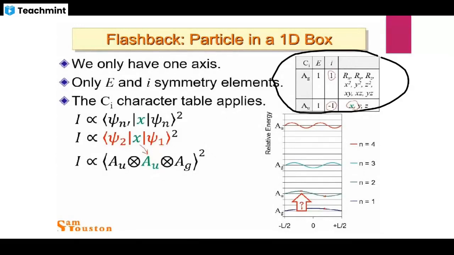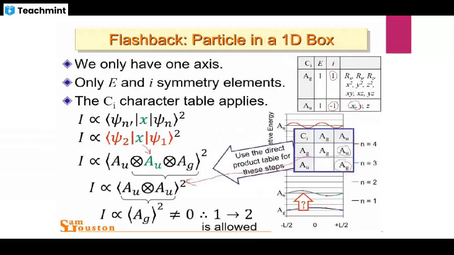So simply, is the transition from the ground state to the excited state allowed or not? The ground state is Ag and the excited state is Au, and the x polarized light symmetry is Au. So you put Ag into Au into Au. The direct product table is simple.